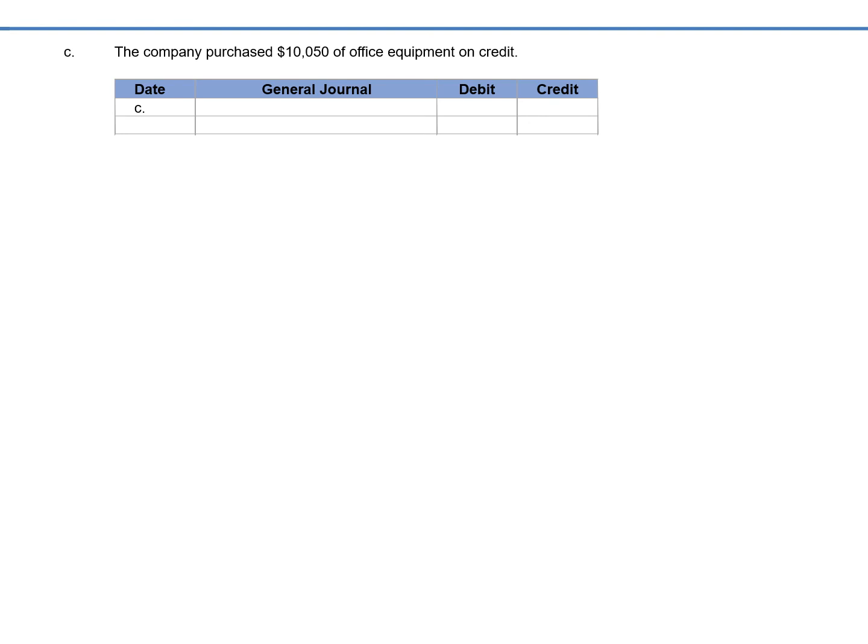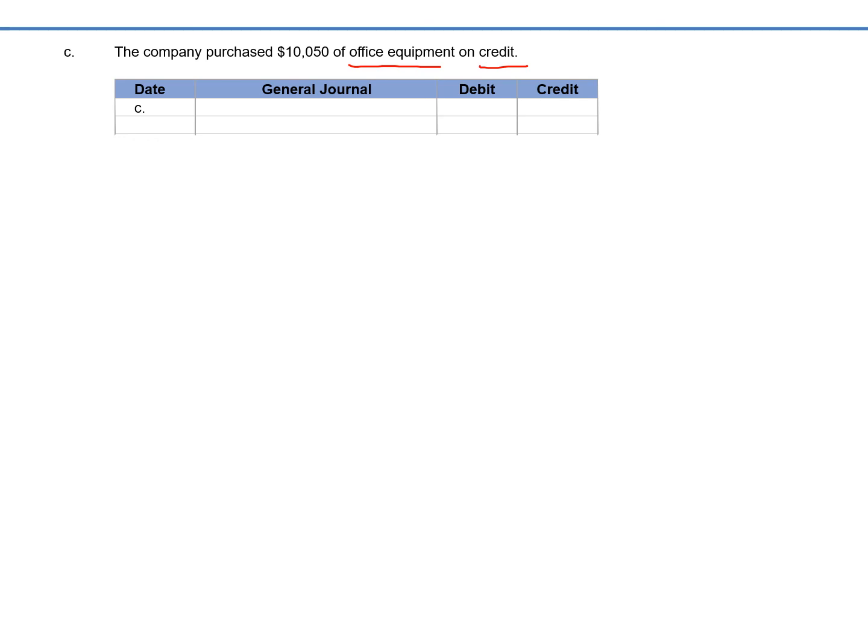In transaction C, the company purchased $10,050 of office equipment on credit. So what two accounts are affected? Office equipment. And when they say on credit, basically that means we're going to pay for them later. So we have a liability, an account payable for that office equipment.